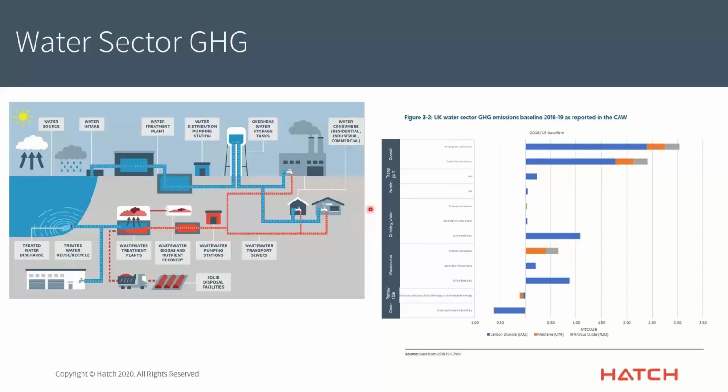This is a snapshot of the UK water sector greenhouse gas emissions that was prepared in 2018-19. They have quantified the greenhouse gas emissions from the water sector from different parts. This part is the drinking water, here is the wastewater side, and some of the credits that are being generated by green purchase of electricity or renewable energy production are shown here.